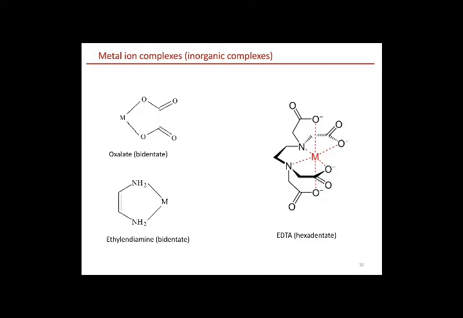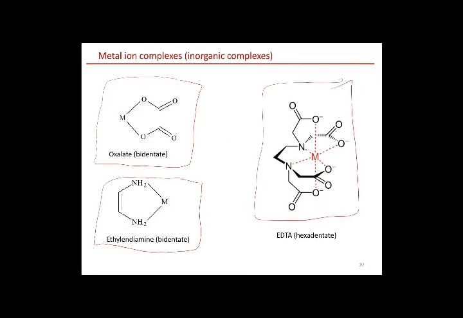So these are three examples of multidentate ligands. As you know, we said that coordination number is a property of the substrate. The concept of being multidentate is a property of the ligand.